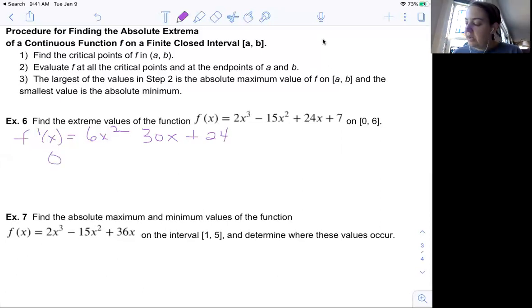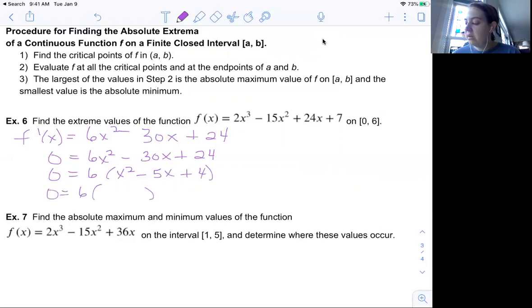So 0 is equal to 6x squared minus 30x plus 24. Now we need to solve for x. This is a quadratic function, and back in Algebra 2 and pre-calculus, we would factor a problem like this. When I look at all three terms, I see that my greatest common factor is a 6. So I'm going to factor out a 6: x squared minus 5x plus 4, and then we have to factor that remaining trinomial. So I have an x minus 1 and an x minus 4. So my two critical points are x equals 1 and x equals 4.